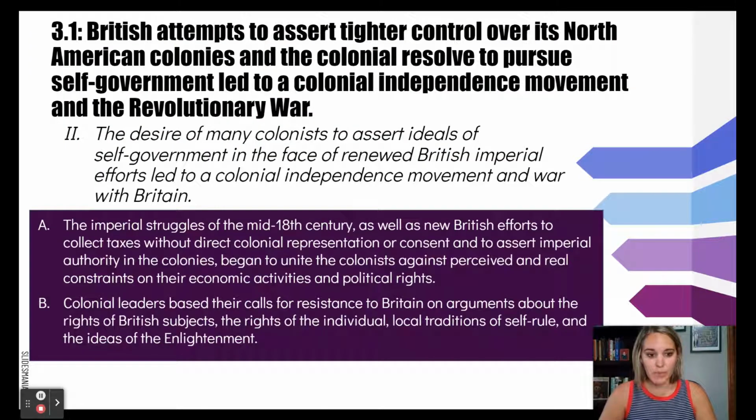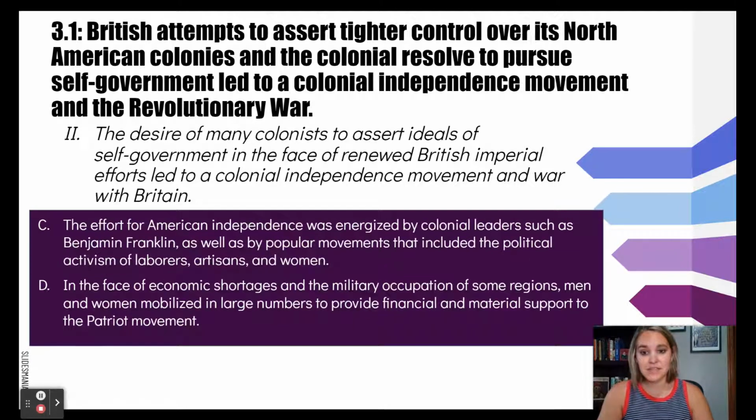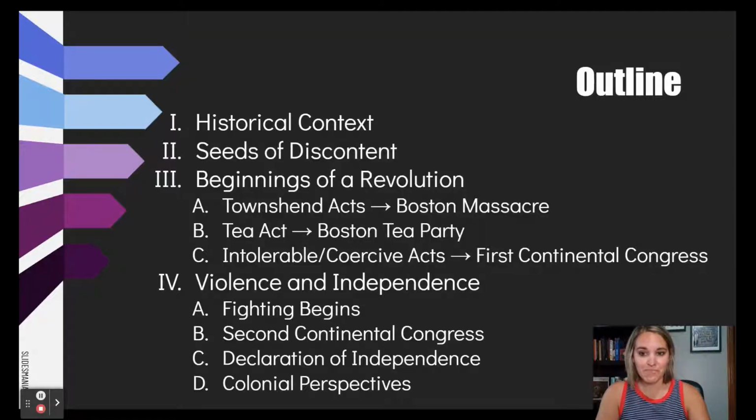There are quite a few bullet points in the curriculum framework, so make sure to take some time to review those. But we're focusing on the struggles in the 18th century, both the struggles created by the British Empire with the new taxes and the colonists trying to assert their sovereignty. We see calls for resistance based on Enlightenment ideals. We see various groups of people participating in the independence movement. And we see a strong patriot organization develop to support the war effort.